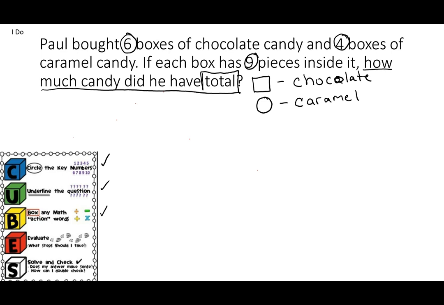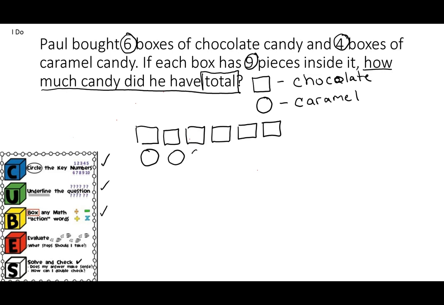So now in the problem, it says Paul bought 6 boxes of chocolate candy. So I'm going to draw 6 of these squares to represent the 6 boxes of chocolate candy that Paul bought. And Paul also bought 4 boxes of caramel candy. So I'm going to draw 4 of these circles to represent the caramel candy that Paul bought.